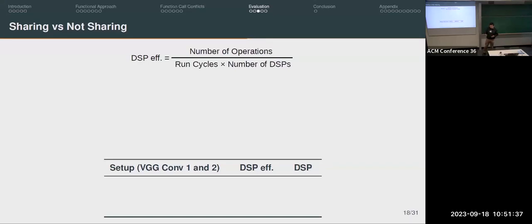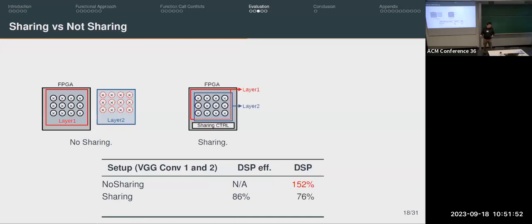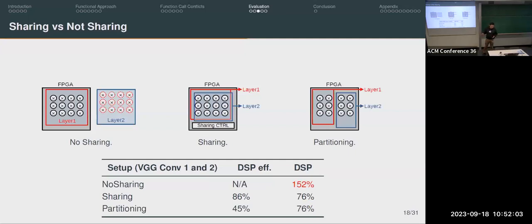So here we use an example of 2 layers from the VGG network. So first of all, suppose we do not do sharing, we will have a problem because a layer will lose most of the resources on the FPGA. And the next one is that we can do sharing. So we just make sure these 2 layers are using the same set of resources. So that works fine right now. And another choice is that we can do partition.